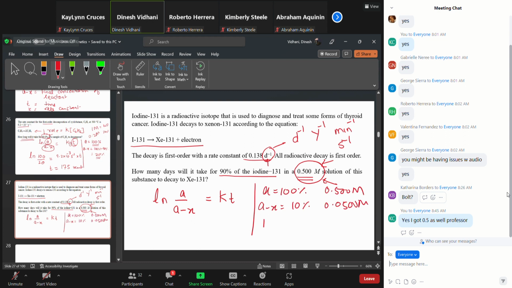Are we given k? The answer is yes. What is that? 0.138 day⁻¹. Can you find me how many days it will take? Can you find me t now? I got 16.7. Got 16.7. How many of you got that?